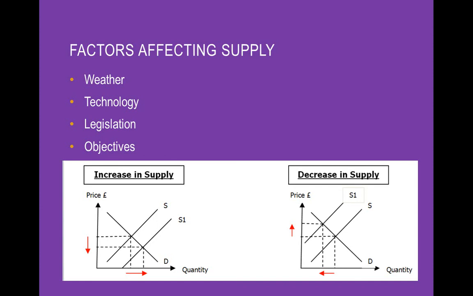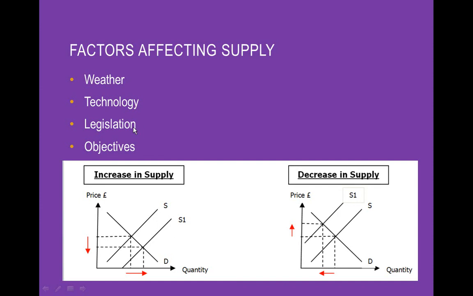Technology might also affect supply. If a business is able to create more products because of a faster machine, for example, they again might be able to sell more to the market and want to sell more at the current market price. So again we might see an increase in supply, so this S to S1. If they want to actually sell all the stock they can now produce with their new machine, they may have to lower the price.